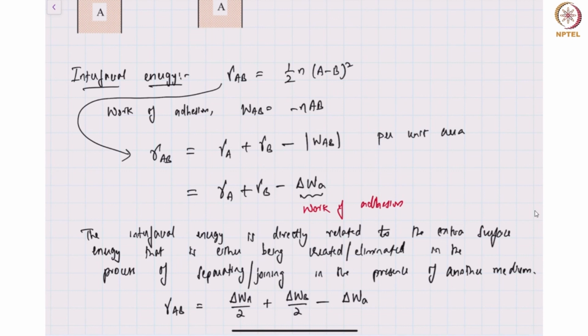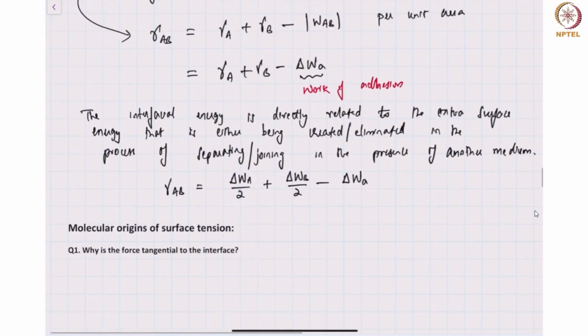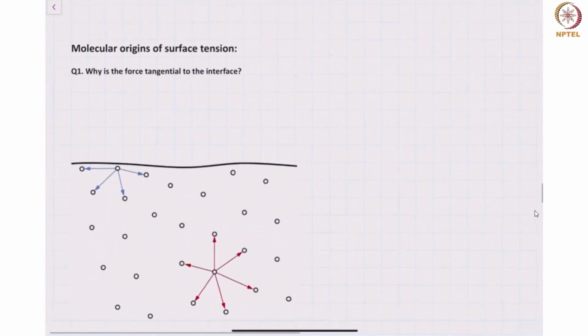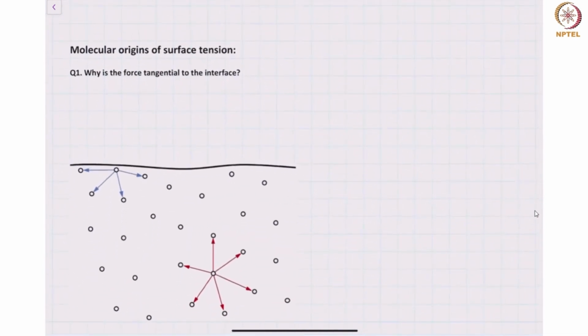Surprisingly, even though the ideas of surface tension and interfacial energies have been around for a long time, well over 200 years ago, it's only in the 1970s that the molecular origin of surface tension was closely looked at. Okay, and this goes back to the work of Sir Michael Berry in 1971. So the question that we are interested in asking, let me separate this out: what is the molecular origin of surface tension?